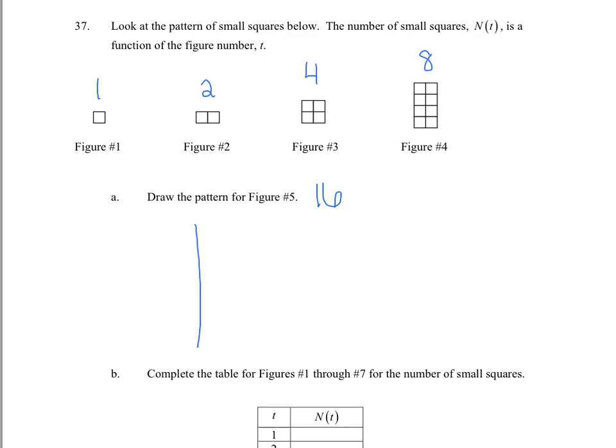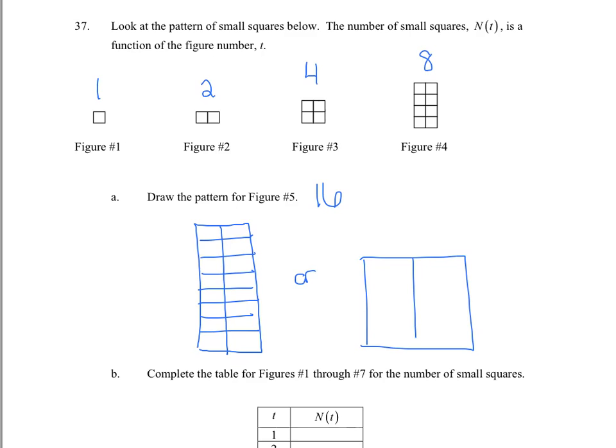So one way to draw this would be to have all of them on top of each other. That's 2, 4, 6, 8, 10, 12, 14, 16. Another way is we could have it as a 4 by 4 square, which is also 16. Either way, as long as there are 16, you're good to go.